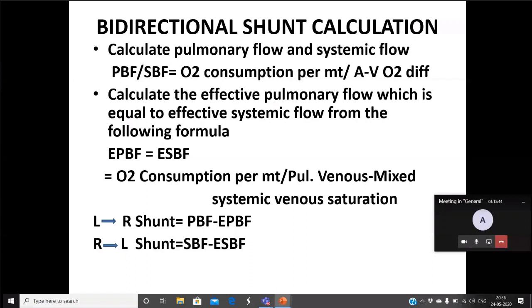And effective pulmonary blood flow, which is equal to effective systemic blood flow, is calculated from the formula: oxygen consumption per minute divided by pulmonary venous minus mixed systemic venous saturation. That will give rise to the effective pulmonary blood flow. The left to right shunt is calculated from the formula pulmonary blood flow minus effective pulmonary blood flow, and right to left shunt is calculated from the formula systemic blood flow minus effective systemic blood flow. So applying all these principles, we should be able to analyze the hemodynamic data.